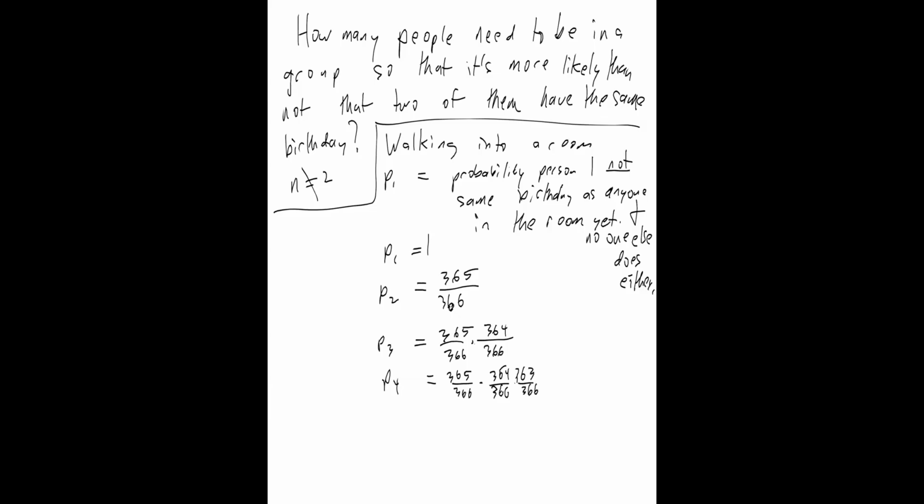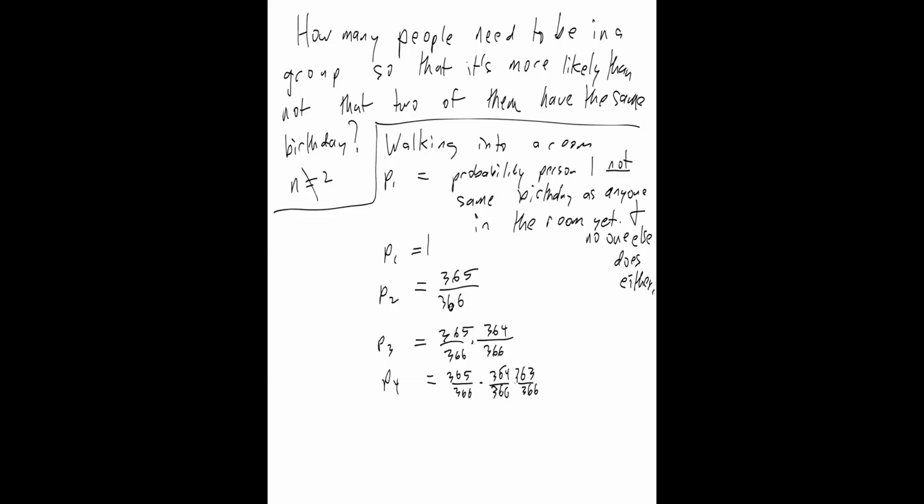So as you can see, it gets very complicated, right? Quite complicated. In fact, nothing cancels. That's what makes it complicated, because the bottom always stays 366. So that's kind of a little bit frustrating.